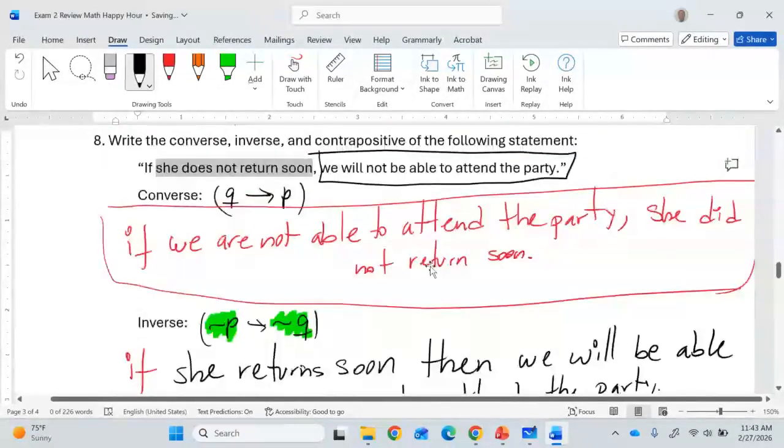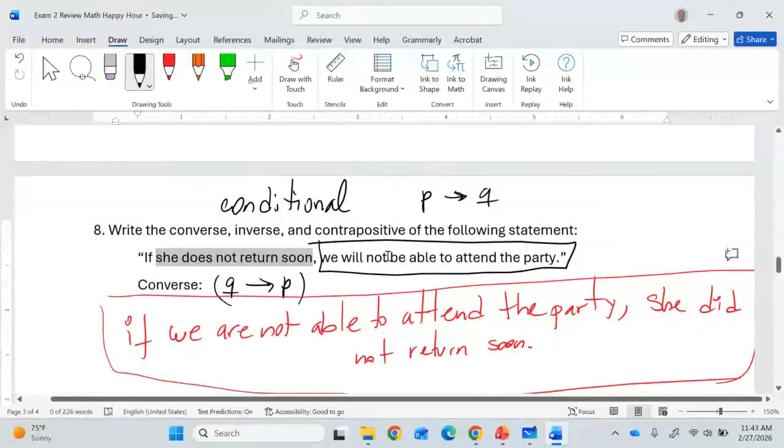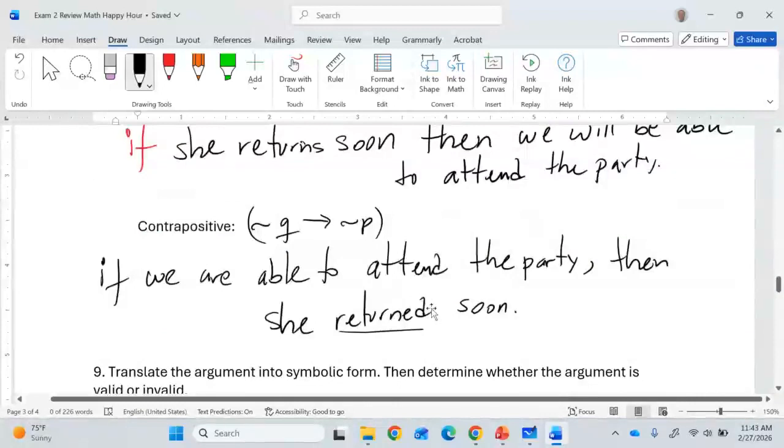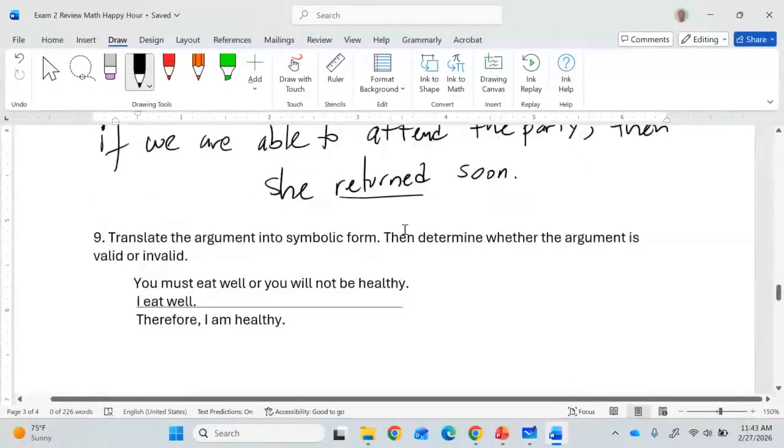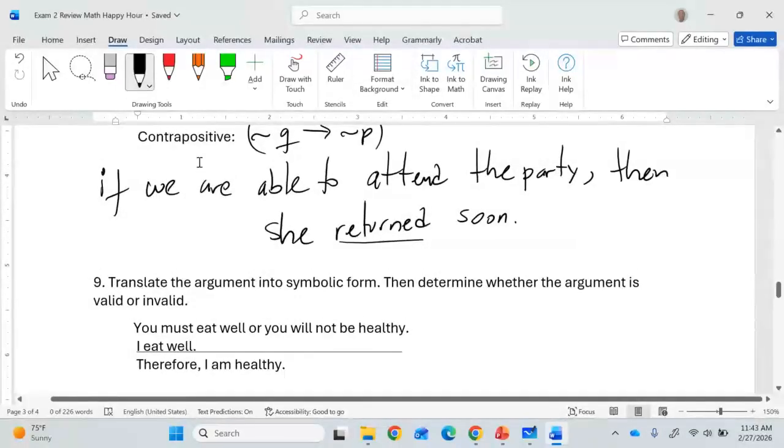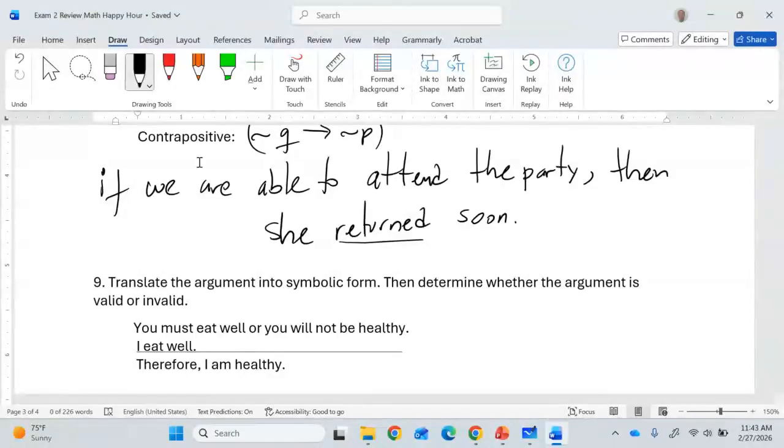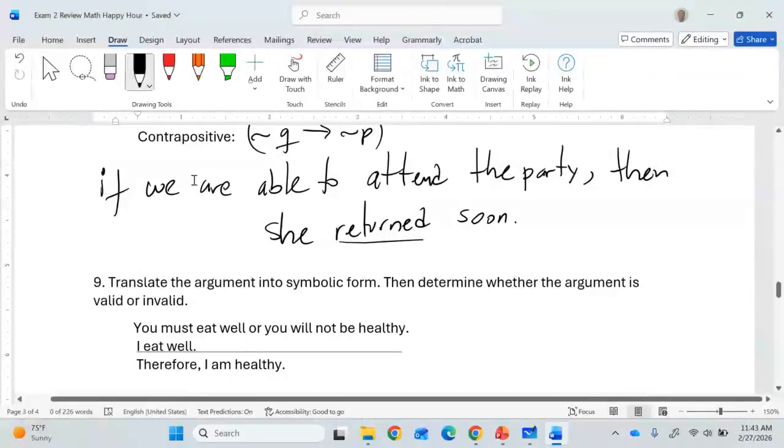Again, to me, it just makes more sense to put it in past. But if you just want to leave it with the same tense, you could have just said, if we will be able to attend the party, then she returns soon. Well, actually, you're supposed to change it anyway. But you can leave it in present. Okay, so that was my final answer for the contrapositive. If we are able to attend the party, then she returns soon. Which again, it makes sense.